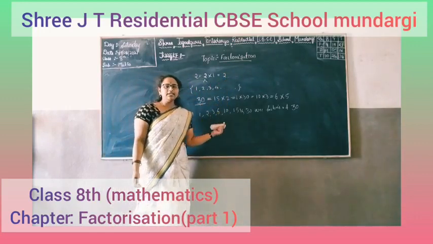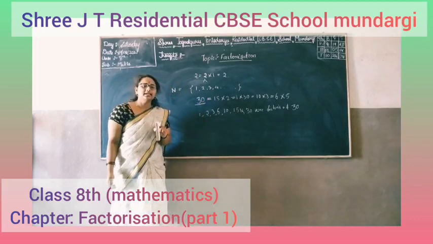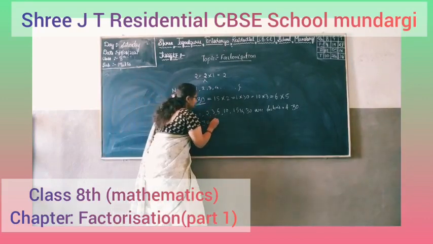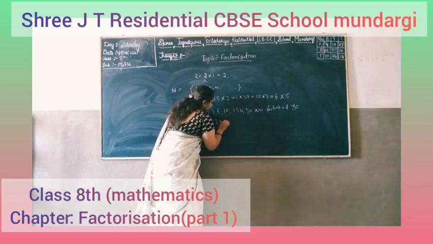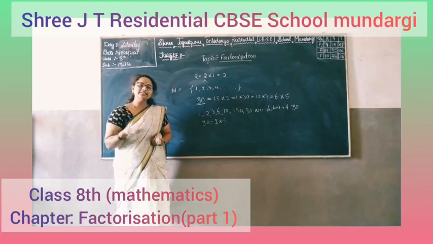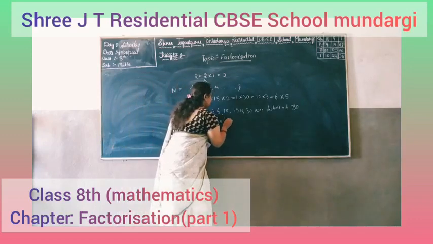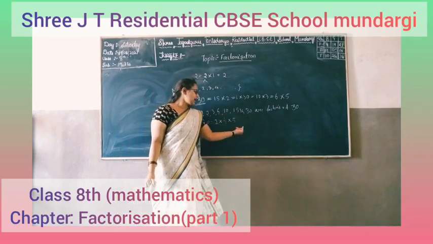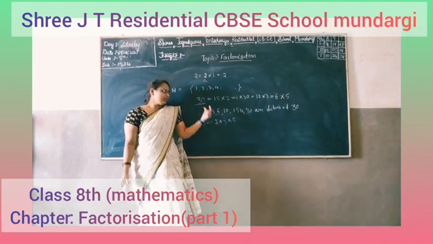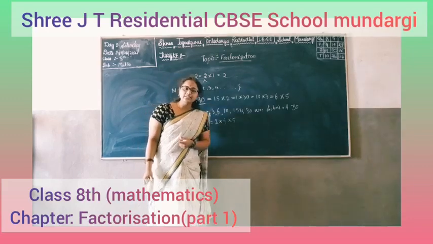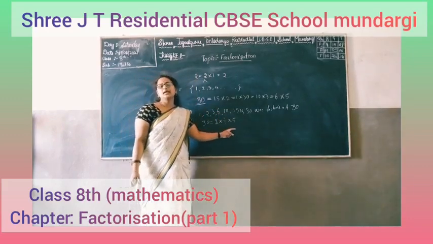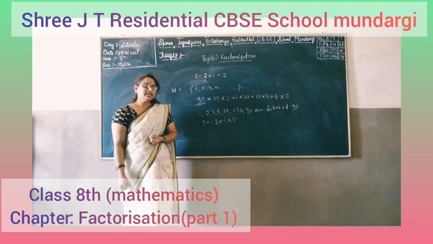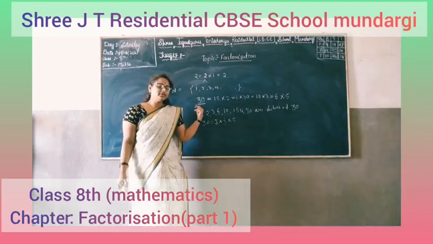Similarly, I have taken the prime factors of the number 30. What are the prime factors that come? See here: 2 times 3, 2 threes are 6. 6 fives are 30. Therefore 2 is a prime number, 3 is a prime number and 5 is a prime number. So the prime factors of 30 are 2, 3 and 5. Students, these are all the factors of the number 30.